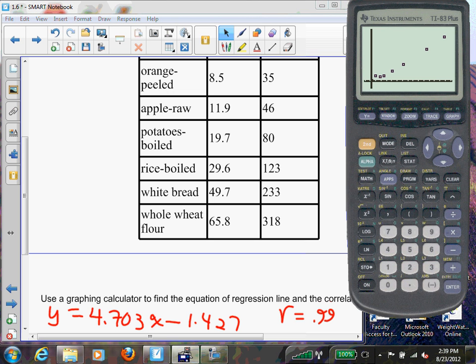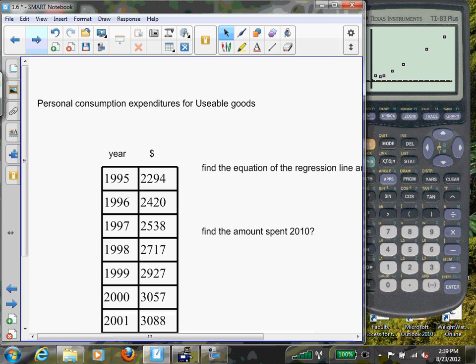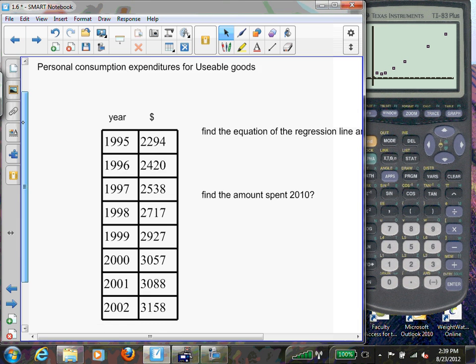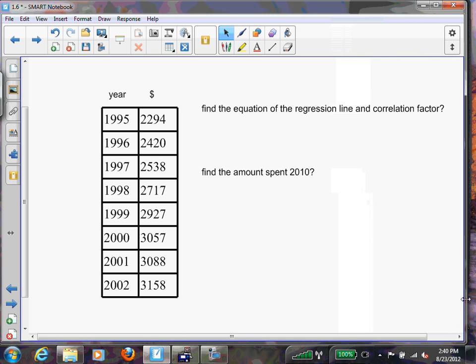All right, are we good with this? Do we need to do another example, or you know how to use the calculator? Those of you that were in physics, I guess you've done it already? All right, let's do that. Do this last one all on your own. Yeah, do the last one. Make sure you're telling me what the correlation factor is, too. Not just what the equation of the line is, but what is the correlation factor?